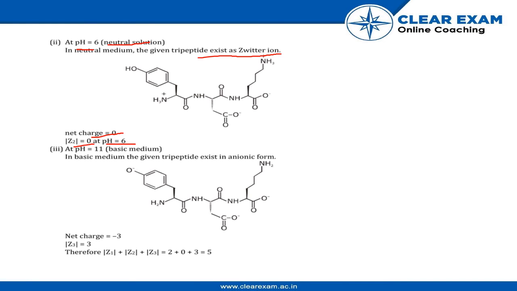The third is at pH equals 11, basic medium. In basic medium the given tripeptide exists in anionic form. This is the structure. And net charge equals -3, therefore |Z3| equals 3.